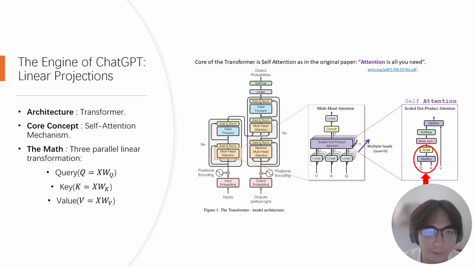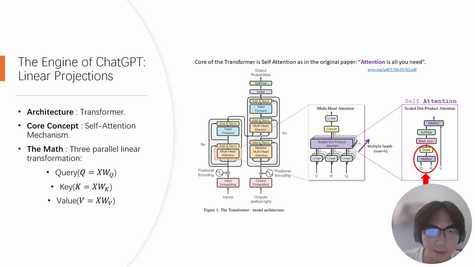When the model processes a word, it projects it into three different vectors. Query Q equals XWQ: what am I looking for? Key K equals XWK: what do I contain? Value V equals XWV: what information do I pass on?